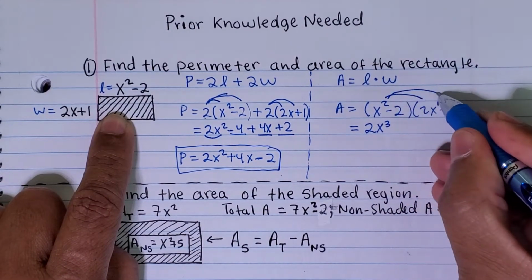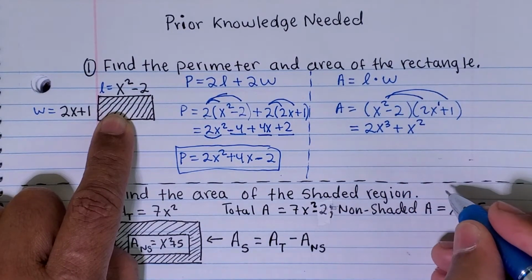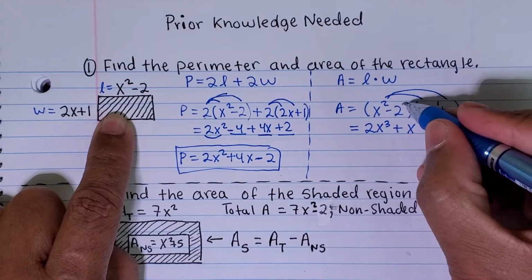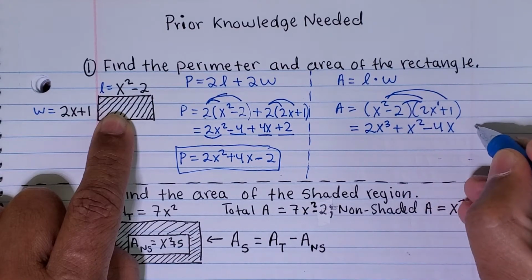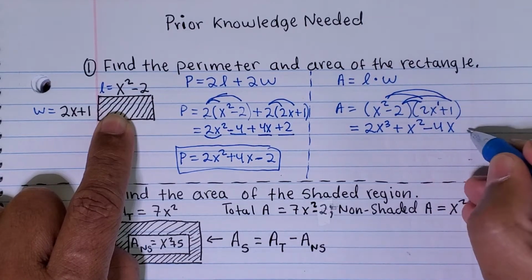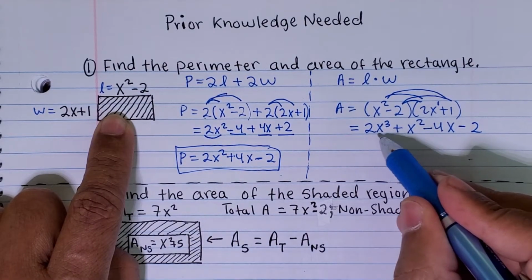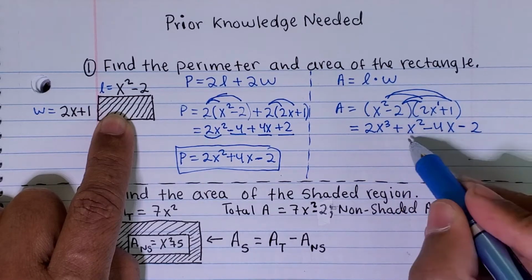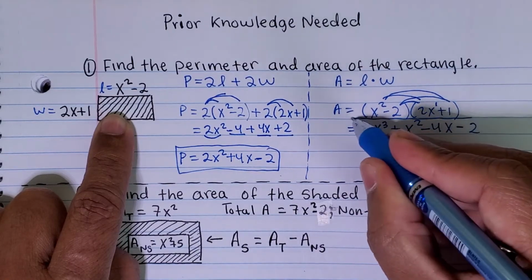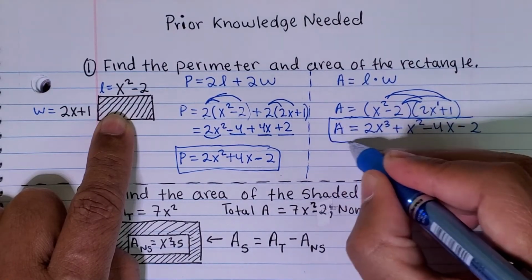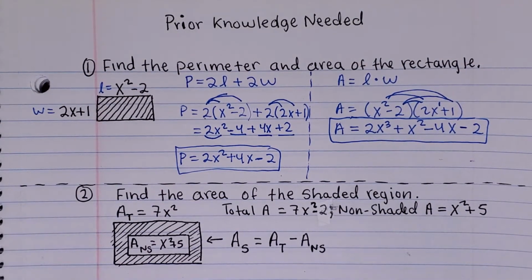And then x squared times 1 is going to be plus 1x squared, or just x squared, and then negative 2 times 2x, that's going to be negative 4x, and then negative 2 times positive 1 is going to be negative 2. And I can't combine this 2x cubed with anything else here, nor the x squared, nor the negative 4x, nor the negative 2. So that means this is going to be the area of that rectangle. Okay, I hope that makes sense. But let's move on to the next problem.